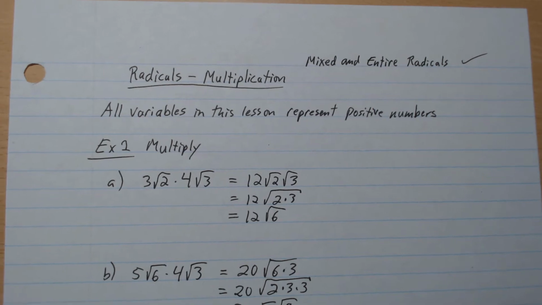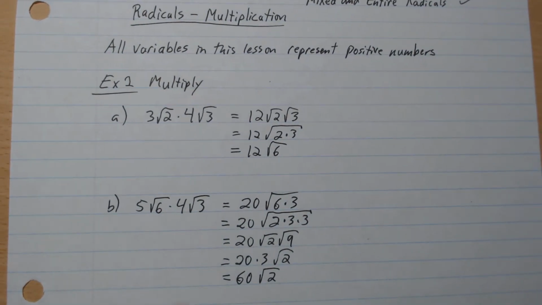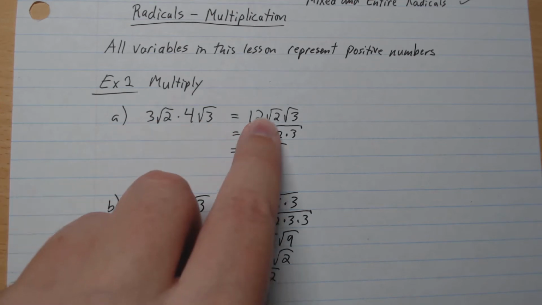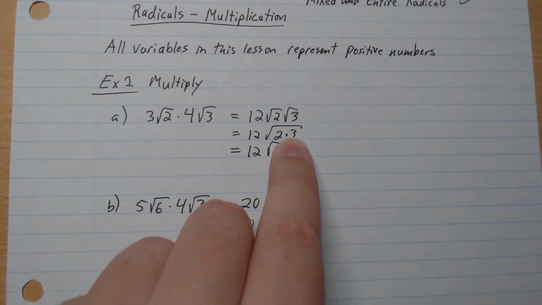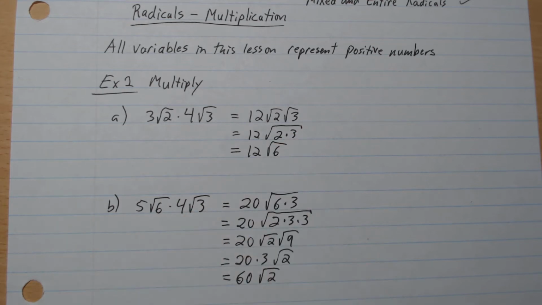And let's get started. Example 1, multiply. A, 3 root 2 times 4 root 3. 3 times 4, 12. Root 2 times root 3 becomes root 2 times 3, which gives root 6.